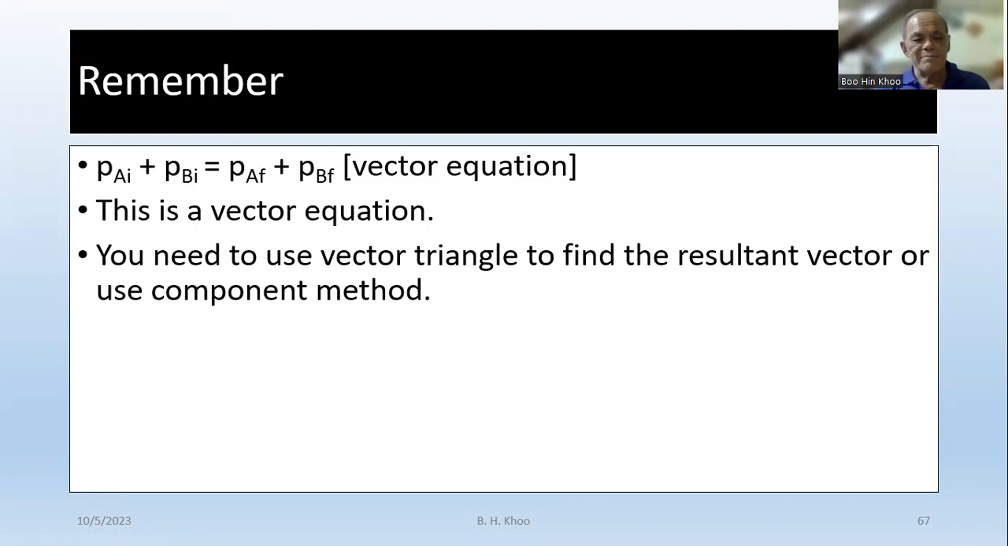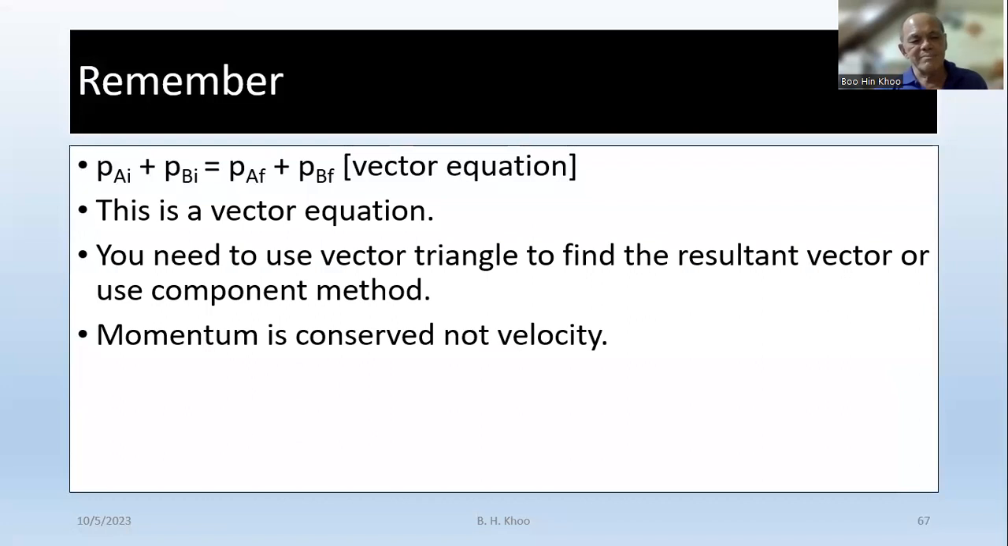If it's linear momentum, it's easy, one dimension. That's why we add and subtract. But now we have to draw a vector triangle, or use the component method. Momentum is conserved, not velocity, remember that. Momentum is conserved.